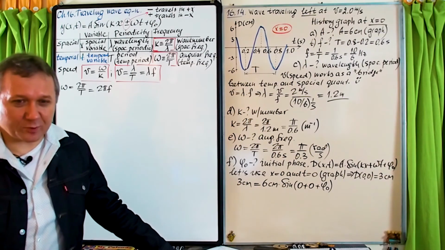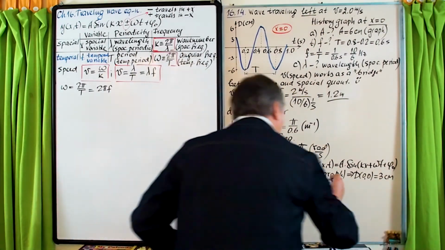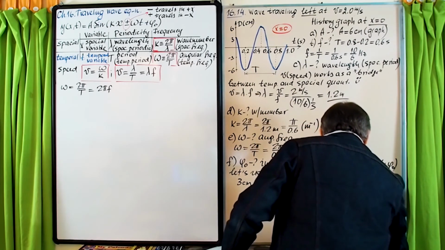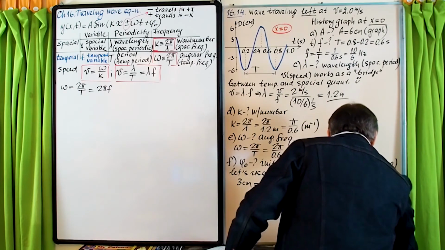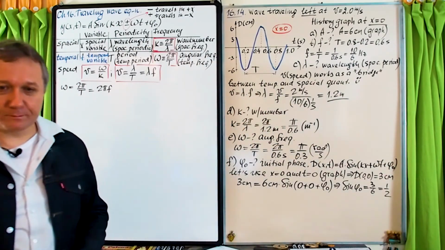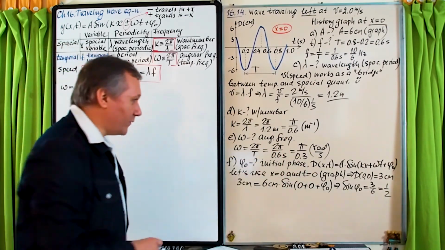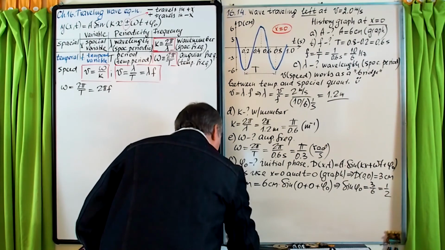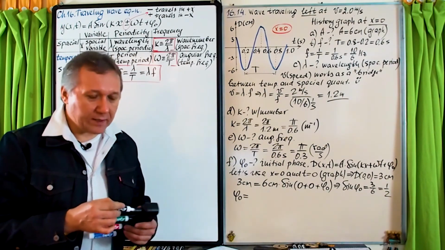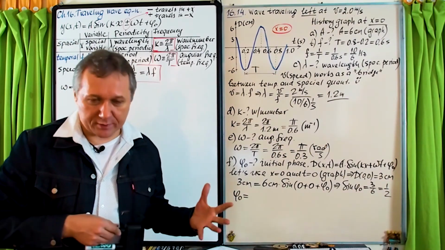So you see how simple it is. Now we can solve for phi naught. Let me write first: sine phi naught is 3 over 6, which is 1 over 2. That can be easily solved. So phi naught equals arcsine of one half. Okay, guys, of course, the answer is either 30 degrees or pi over 6.